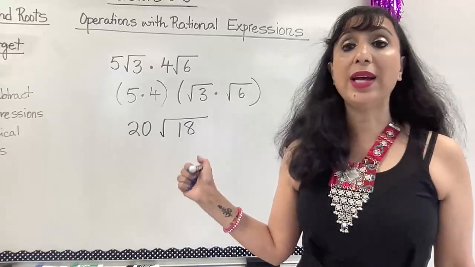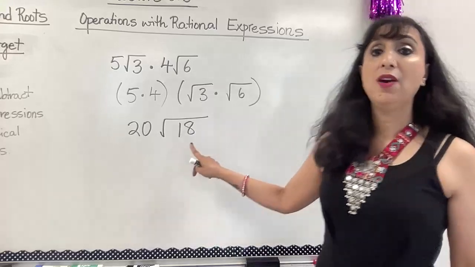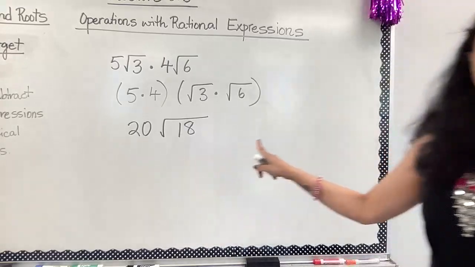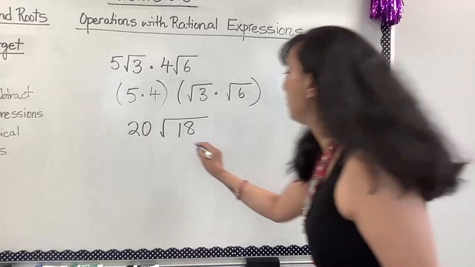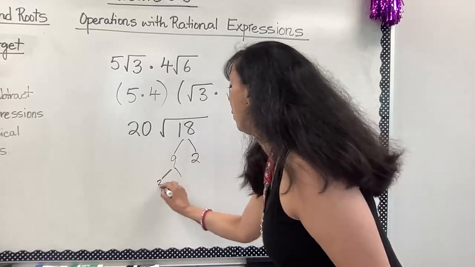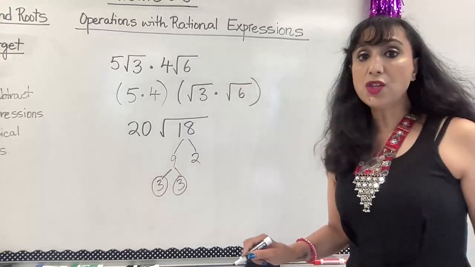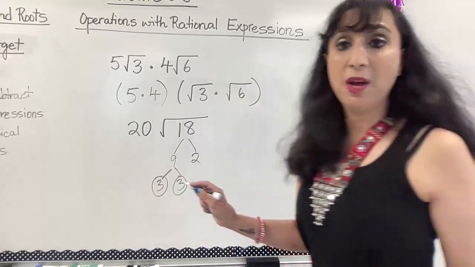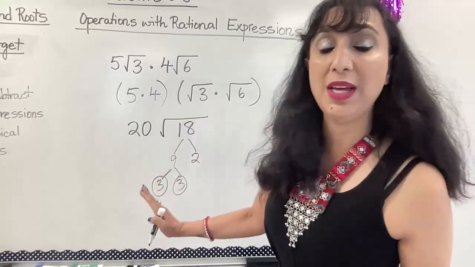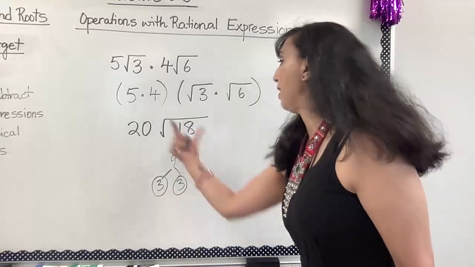But I know that I cannot have any perfect square inside my radical symbol. So I have got to do prime factorization first. So if I look at 18, I know that 9 times 2 is 18, and 3 times 3 is going to be 9. So what is my perfect square? My perfect square is 9 because my square root of 9 is going to give me 3. So therefore, when I'm solving this, I will have to get this out of here.